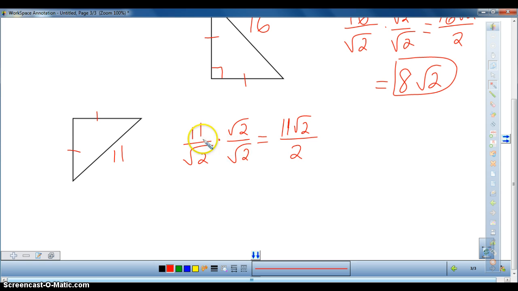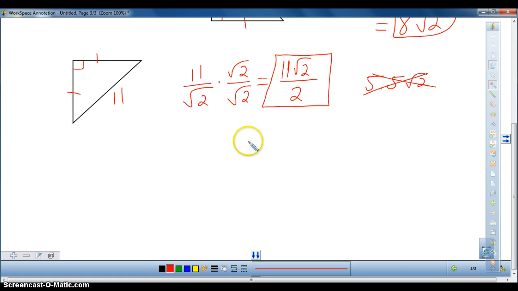Again, I'm rationalizing my denominator. I divided by 2, and sorry, I should have marked this as a right angle before. But dividing by square root of 2, rationalize the denominator, 11 square root of 2 over 2. What we do not want to do is try to take 11 divided by 2 and say it's 5.5 square root of 2. This is considered simplest radical form. Having decimals in your answer, something like 5.5 square root of 2, is not considered simplest radical form, so please watch out for that.